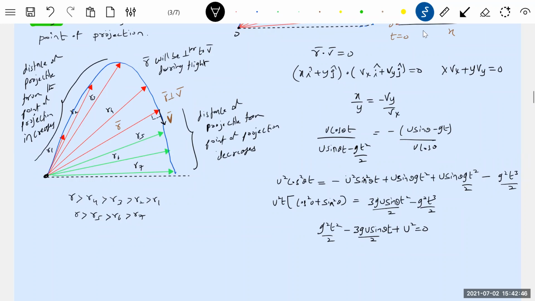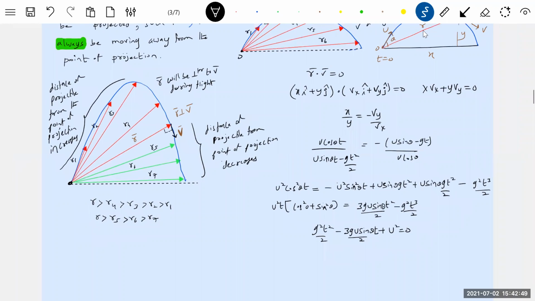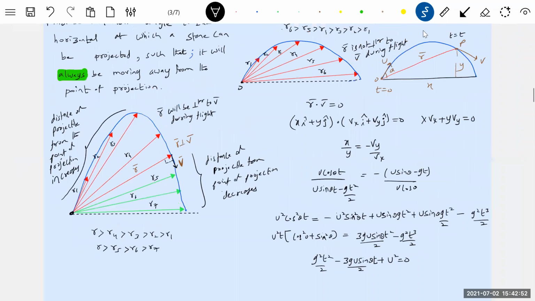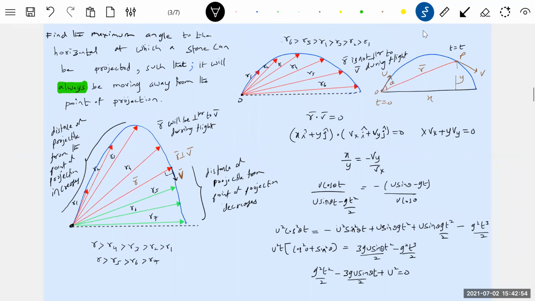What shall I do now? Okay, fine. I want that angle. So what shall I do with this situation? During the flight, if the position vector becomes perpendicular to the velocity vector, then it will not always move away from the point of projection. If this condition is not satisfied, then it will always move away from the point of projection. But we assumed that R bar dot V bar equals 0, which means it will never move away. But we want it to move away. So what shall I do with this equation? I'm asking for the reverse thing here.